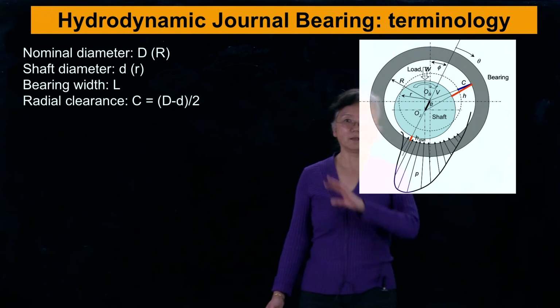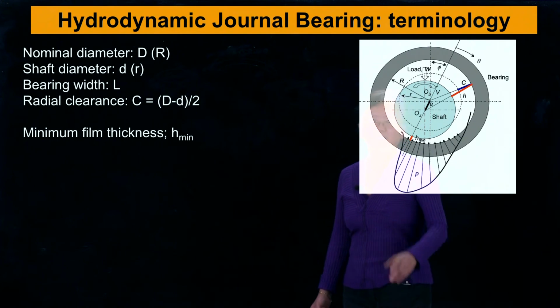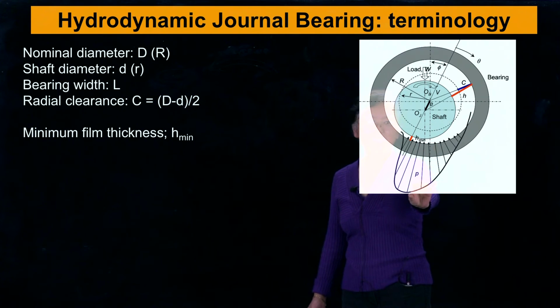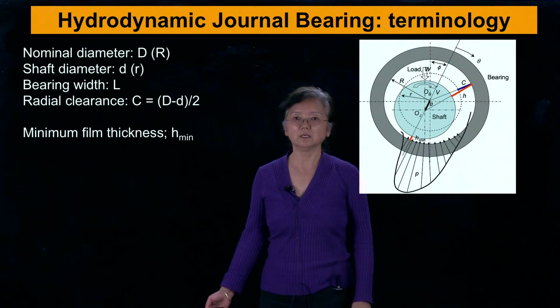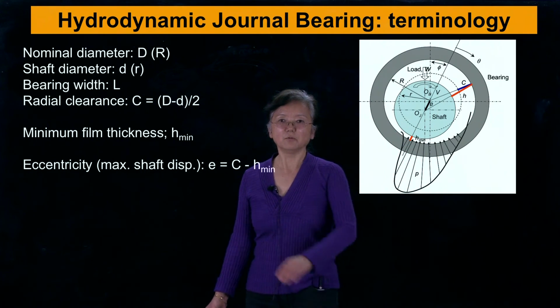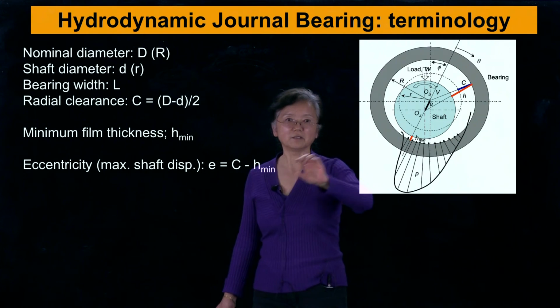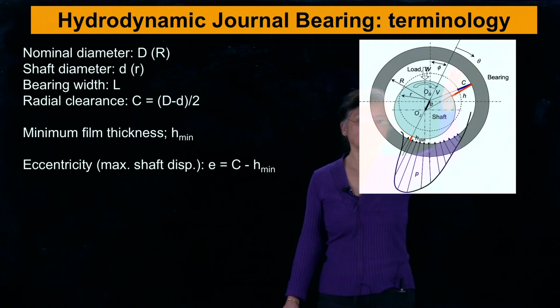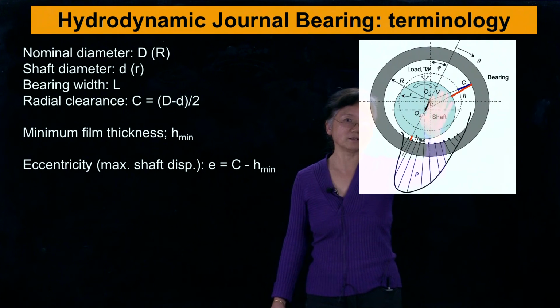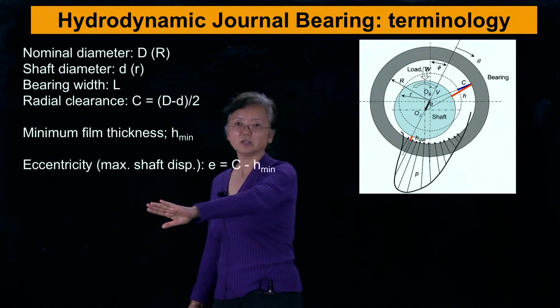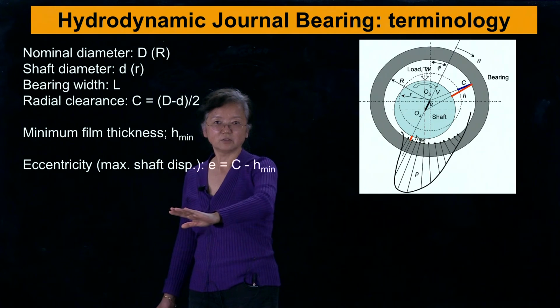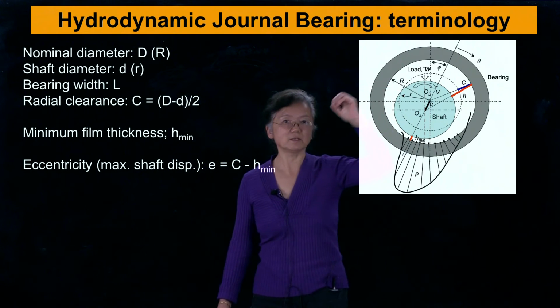Now let's see the other things. Minimum film thickness, I pointed out over here already. We saw this in a previous movie too. And then we have the eccentricity, which I'm showing over here along this center line. Basically it's the center displacement. So the eccentricity shows the maximum shaft center displacement.